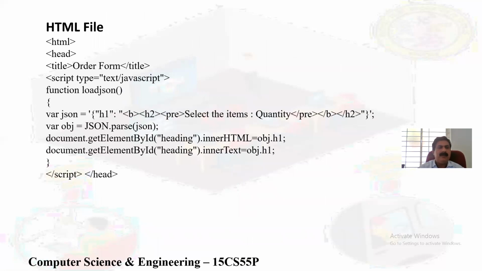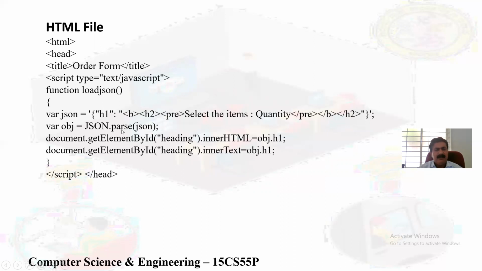So here is the HTML code. This HTML file gets the order. Here a script is added. This is the function loadJSON. The type is text/JavaScript, so we used only text as well as JavaScript. Function loadJSON is the name of the function. So this is the JavaScript.